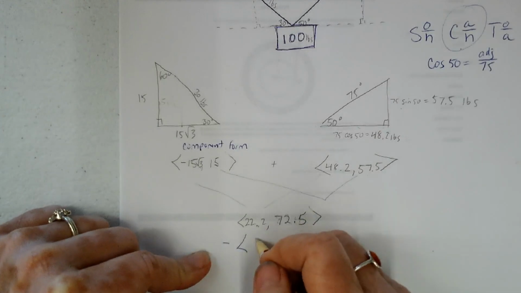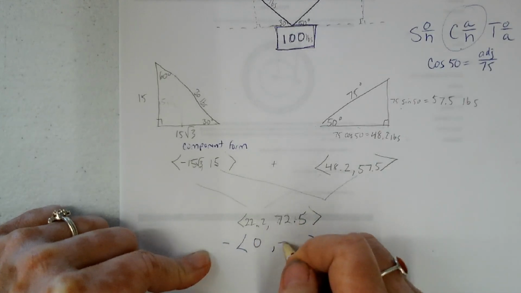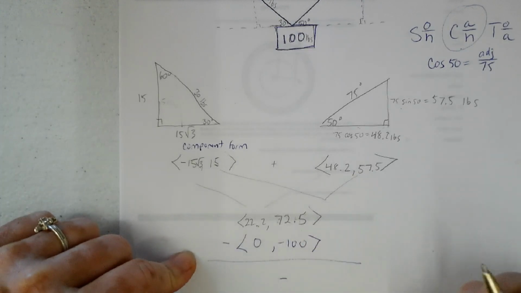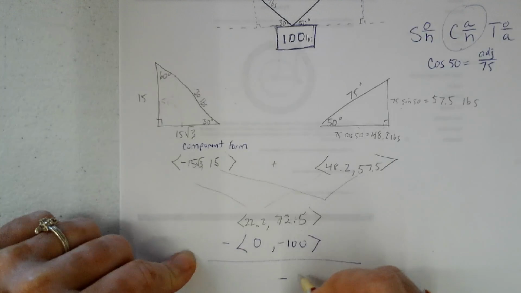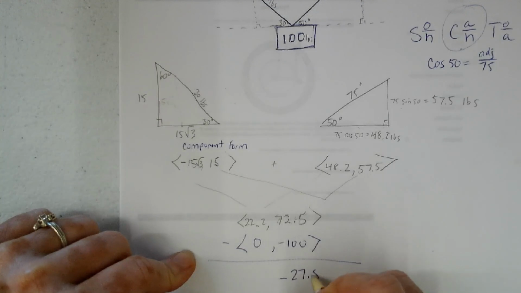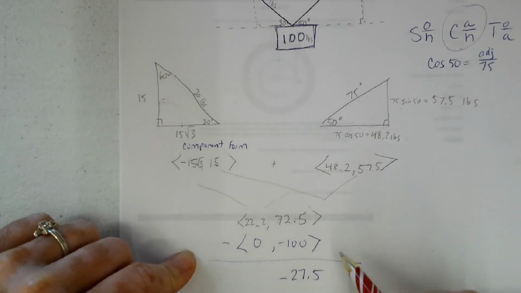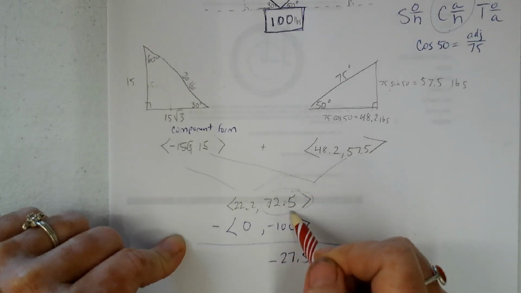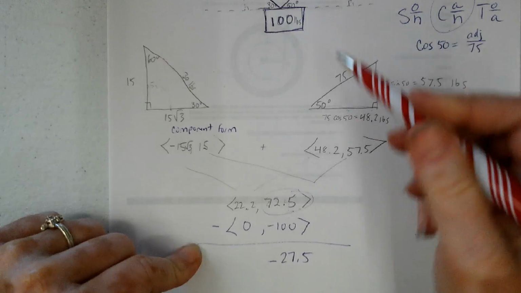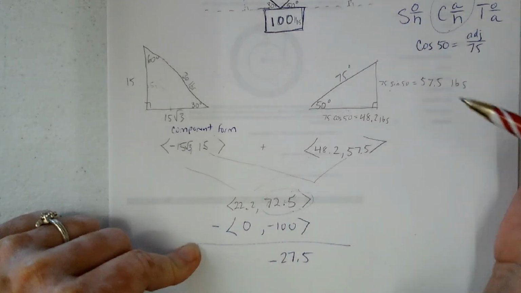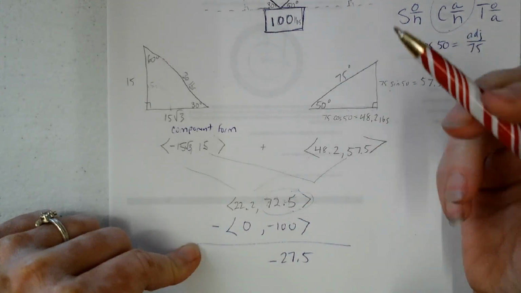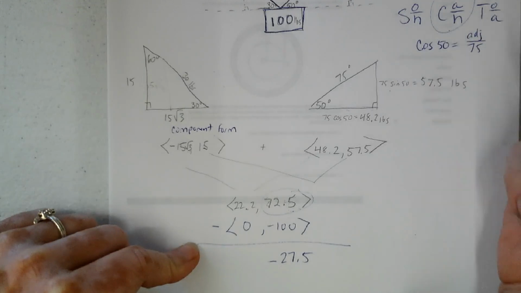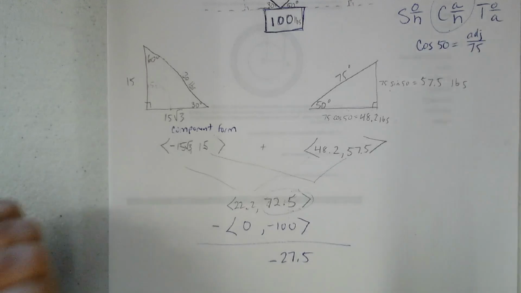That would just be 0 horizontal and negative 100 vertical, and it gives you a negative, is it 27.5? But I didn't even bother doing that part. I just looked at this number and said, this number isn't strong enough. This is less than 100, so it's not going to be able to lift the box. Okay, I hope that helped.